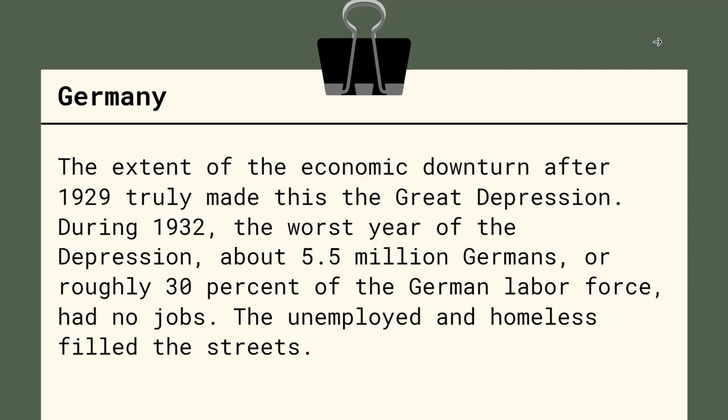All right, so in Germany, as you see here, this economic downturn really took a toll on Germany. Between Germany and the United States, those were the two countries that were drastically affected. As you see here, during 1932, the worst year of the Depression, about 5.5 million Germans, or 30% of the German labor force, had no jobs. Many of them were unemployed and homeless on the streets because they did not have any work whatsoever. So that was pretty bad in terms of losing jobs and so forth.